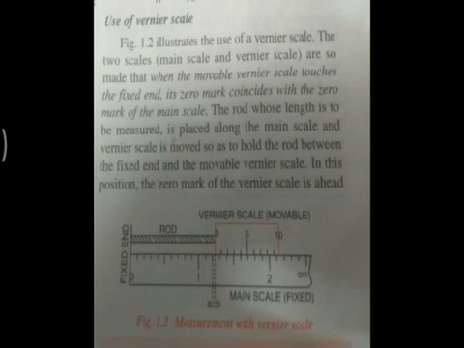So next is the use of the vernier scale. The use of the vernier scale is what? As I said, it has two scales. One is the main scale, another is the vernier scale. These are made such that when the movable vernier scale touches the fixed end, it always coincides with the 0, right? So that means the 0 of the vernier scale must coincide with the 0 of the main scale.